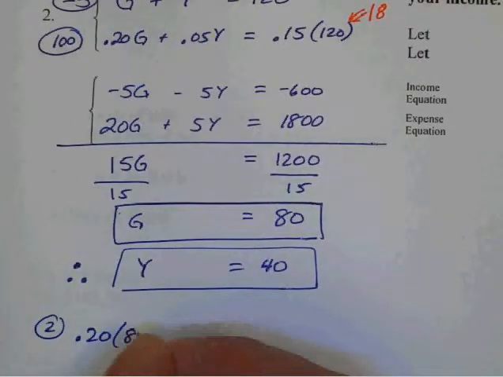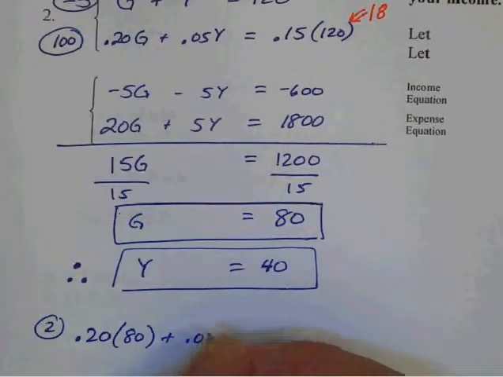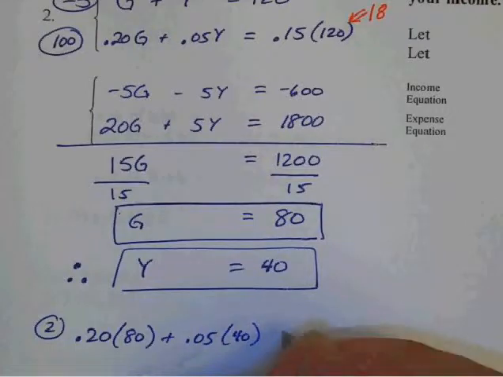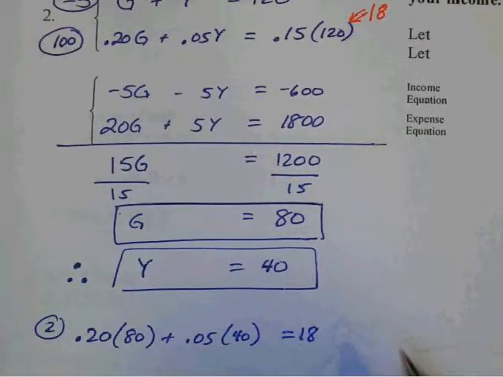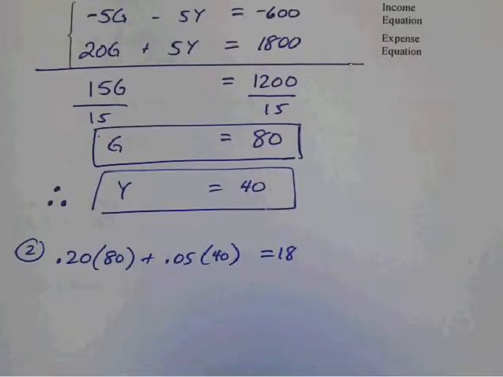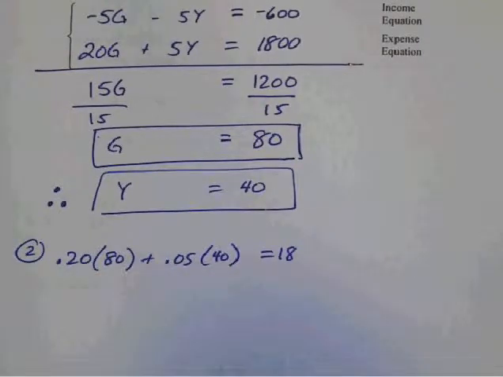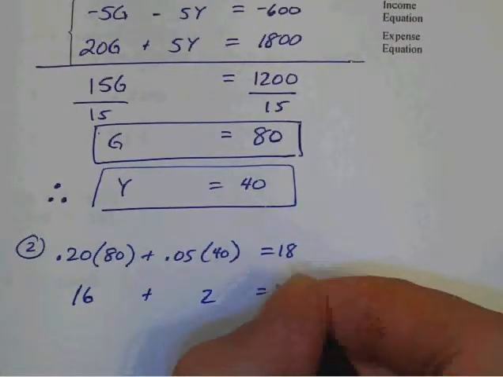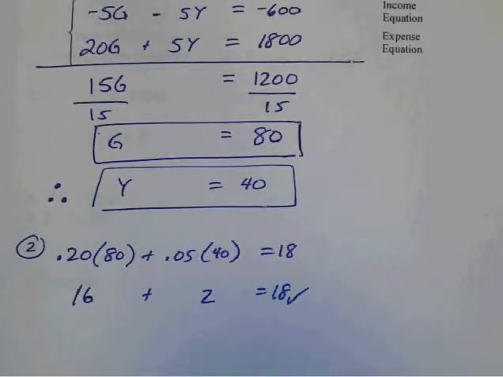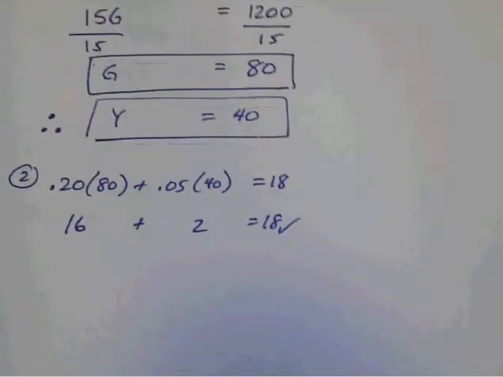0.20 times 80 plus 0.05 times 40 should equal 18. Let's check that on our calculators. 0.20 times 80, that's 16. 0.05 times 40, that's 2. It does check. So write your answer down. Answer the question.